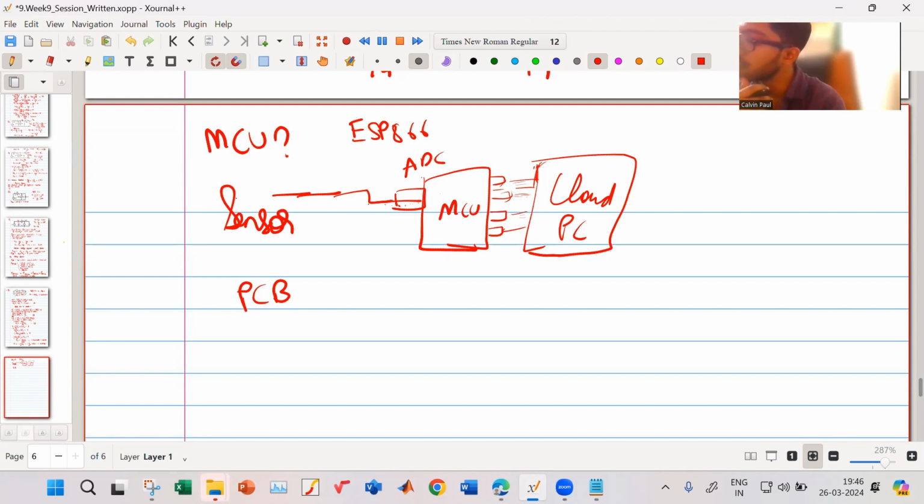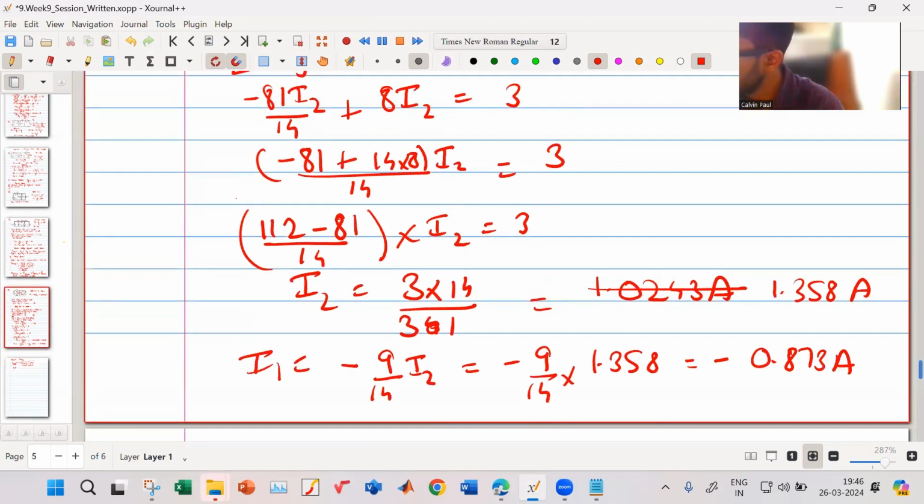And for the NodeMCU, which software are you using? Arduino IDE, it is compatible, sir. Okay. So with the Arduino IDE, you're using that green color one. Okay. All the best then.